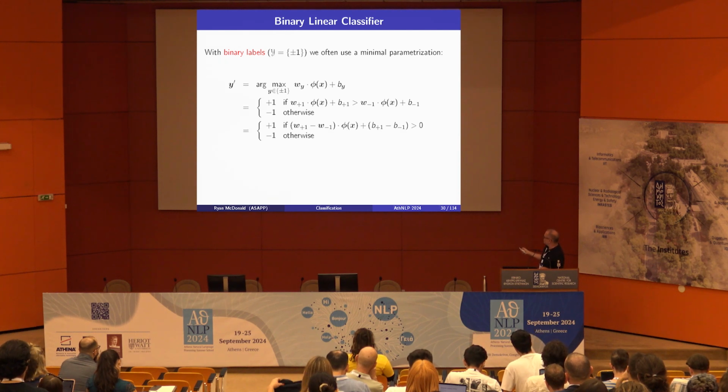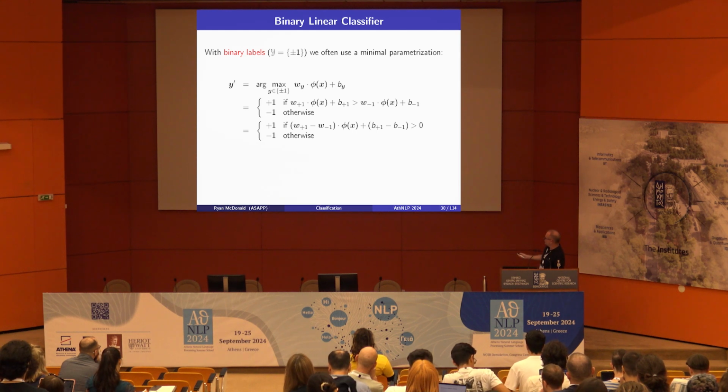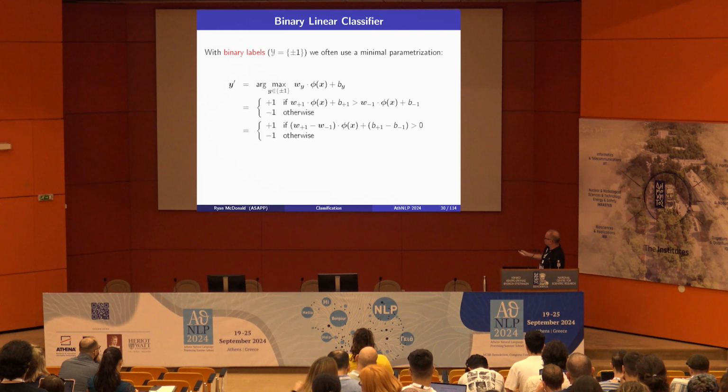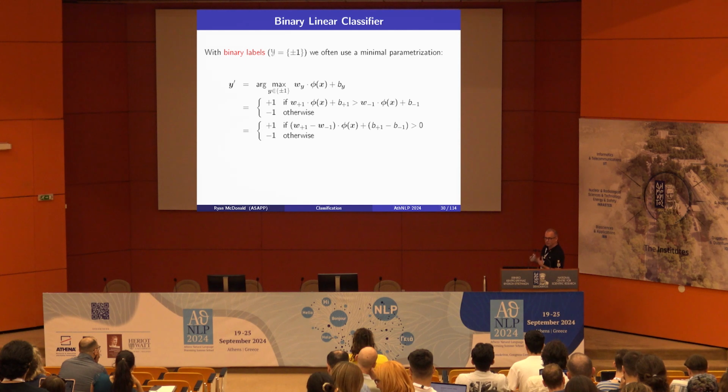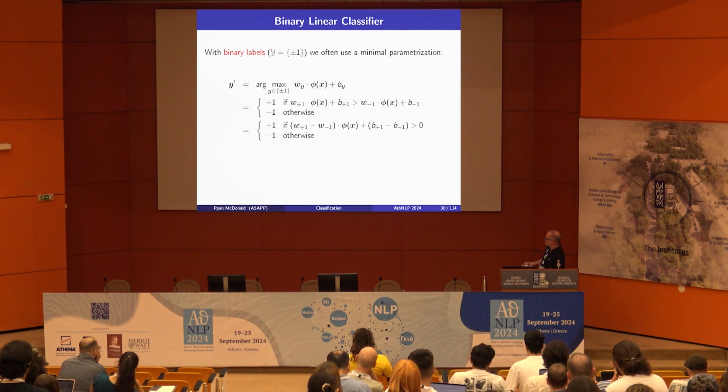Moving around some math, basically moving this term to the left of the inequality, I get this. If the score of the +1 class minus the score of the -1 class is greater than 0, I'm going to predict +1. I move the weight vectors around, do a little bit of arithmetic, and I get this representation here. You can do it yourself.